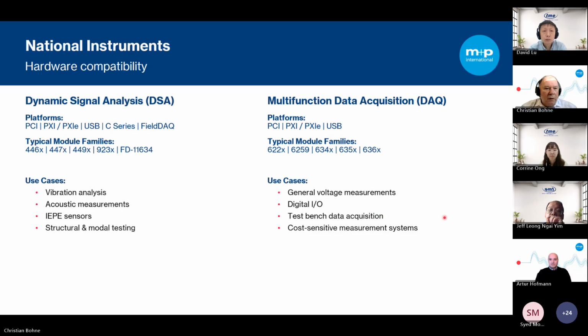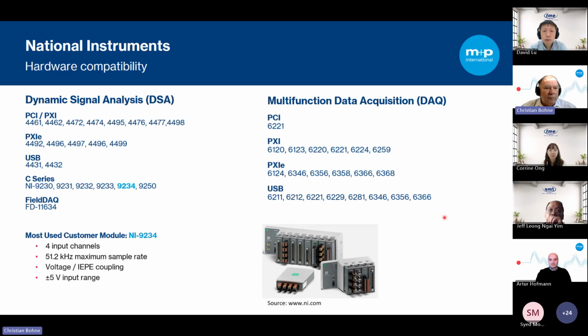Yeah, so here two examples. I continue here with the DSA, like all these modules that we have in PCI, PXI. Yeah, 4474 is a 4-channel module. 4472 is an 8-channel module. You see USB modules here. And from my experience and from the customer base that we have, this model NI-9234 is the most used model that I see with our software.